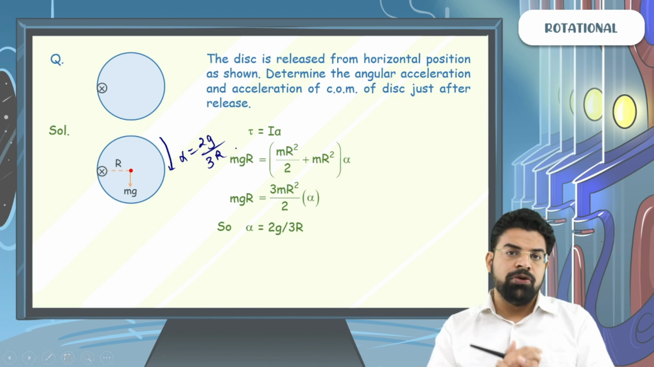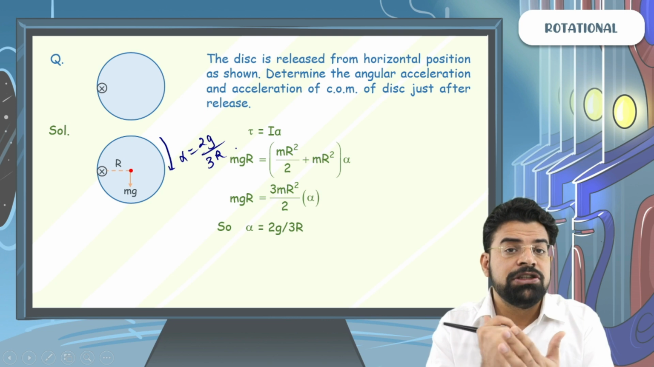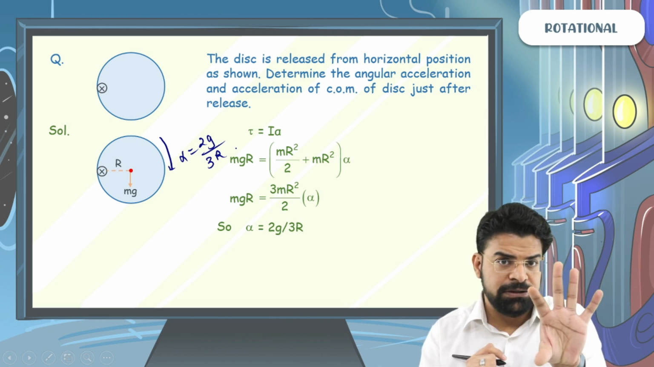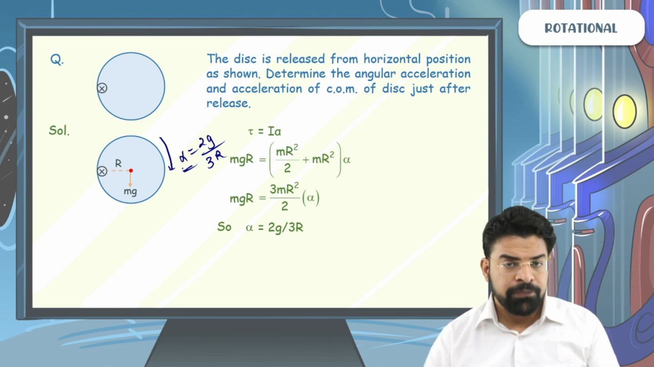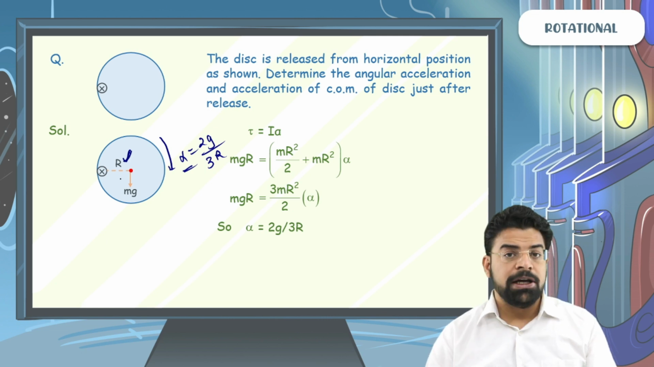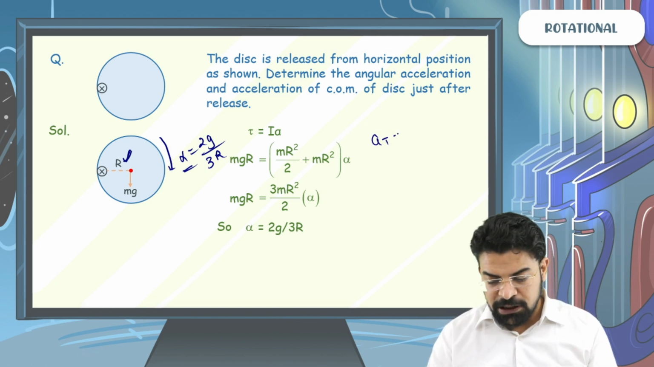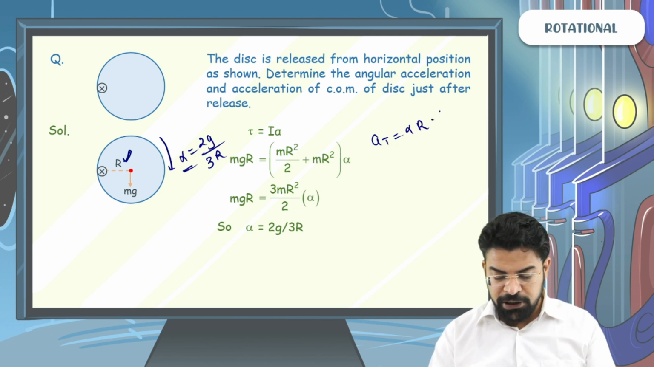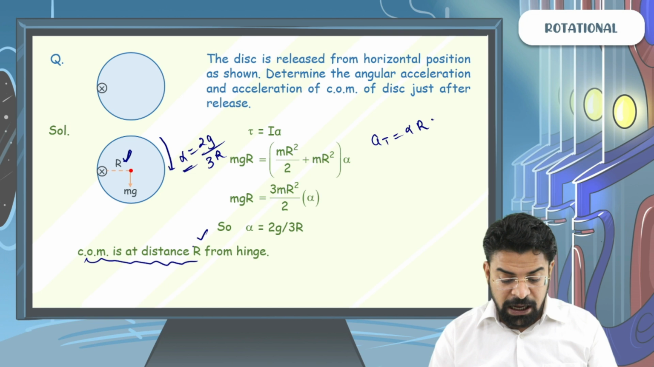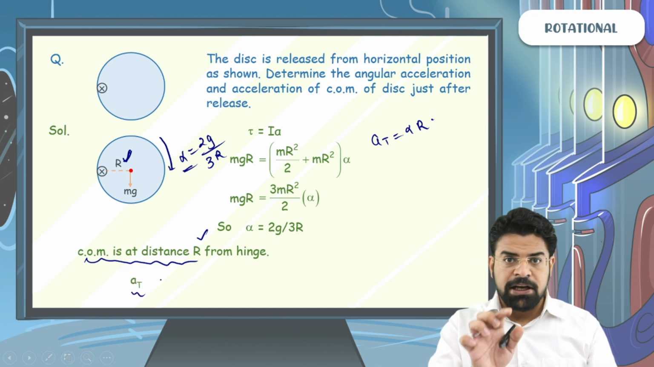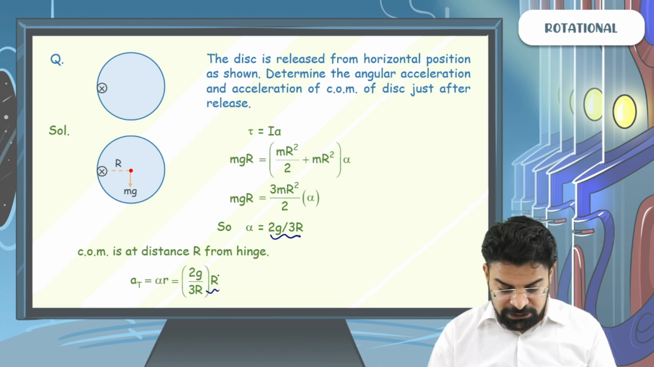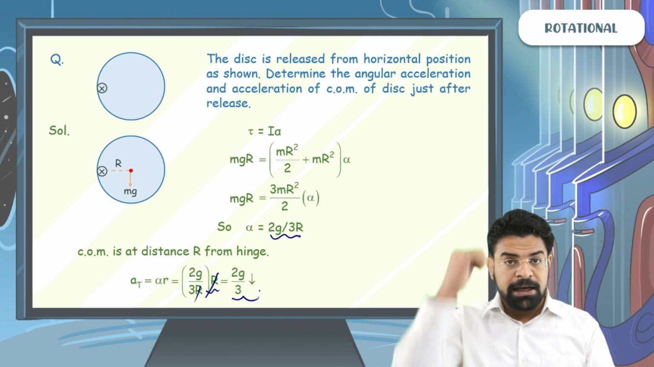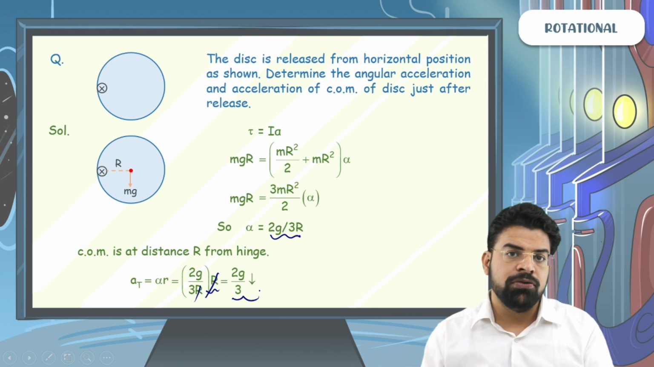But they have asked me one more thing. What is the acceleration of the center of mass just after release? So just after release, there will be only tangential acceleration. How much? We know the alpha and we know the distance of the center of mass from the hinge, which is r. So the tangential acceleration just after release has to be equal to alpha into r. That will be equal to 2g by 3r, which is what we got for alpha, times the distance r. Cancel out r and r. You get the downward acceleration of the center of mass just after release is 2g by 3.